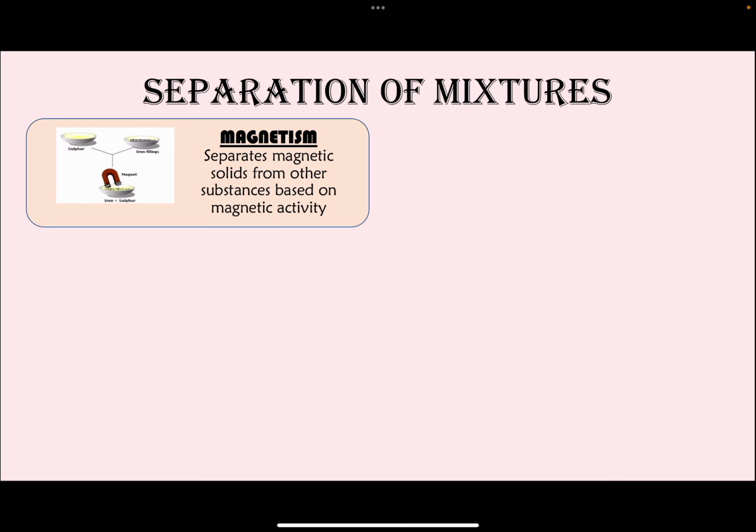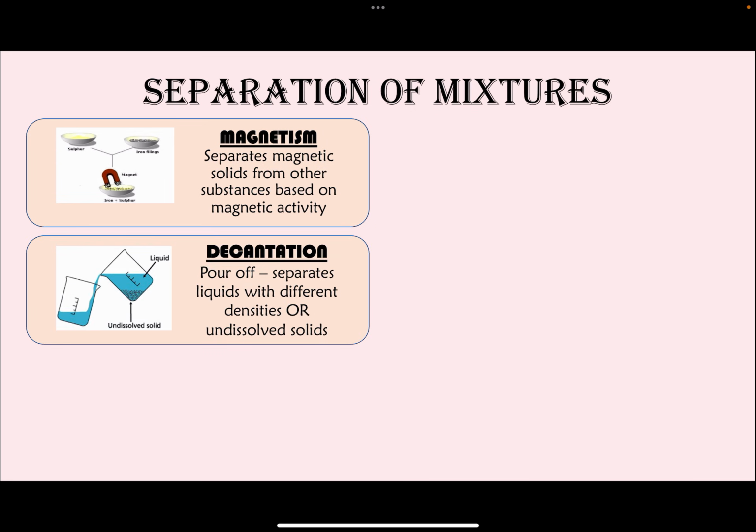For example, you have iron mixed with sand. So you can just take a magnet, the iron will be attracted to the magnet, and that's how we can separate all of the iron from your sand. The second technique that we can use to separate mixtures is decantation. So if you have a sand and water mixture and you want to separate them, you can just pour off the water from the top, and they are going to be separate from each other.